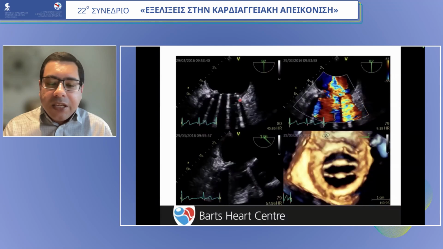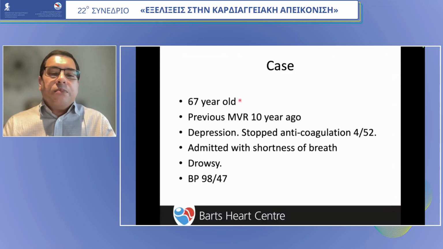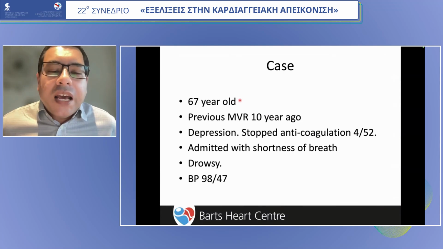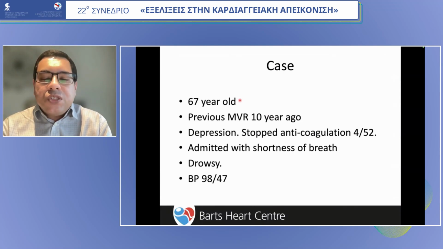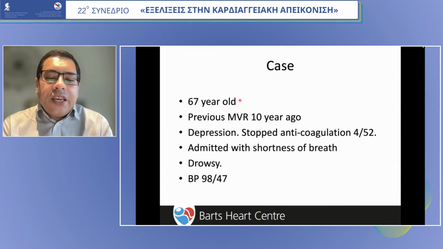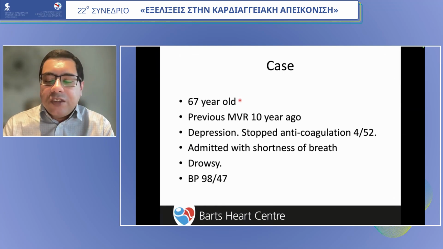The patient had an infarct related to thrombus. So let's move on to obstructive thrombus. So here's a 67-year-old, had a mitral valve replacement 10 years ago, has a history of depression and stopped the anticoagulation a few weeks ago due to a family event. And they came into hospital with shortness of breath, drowsy, slightly hypotensive, so blood pressure 98/47.